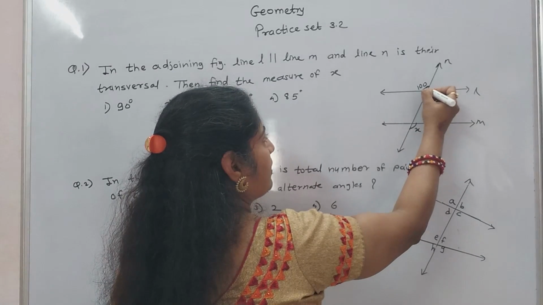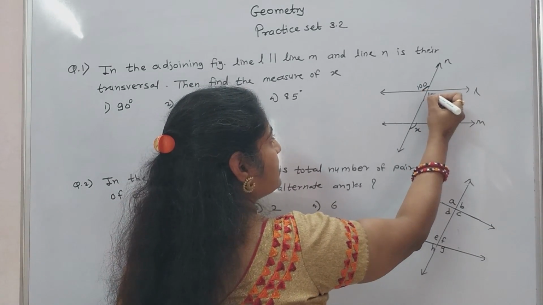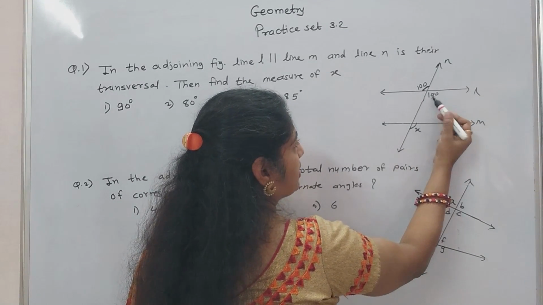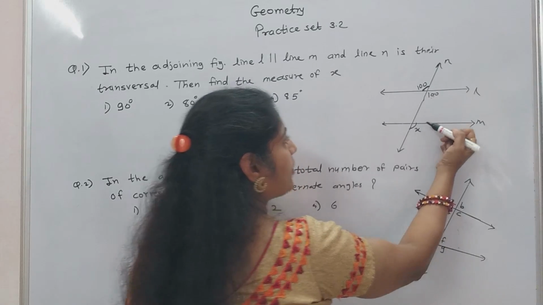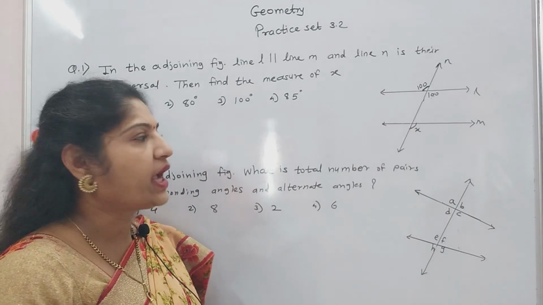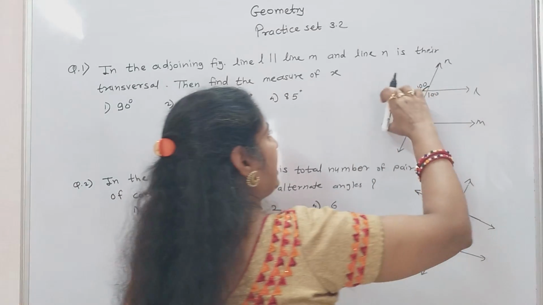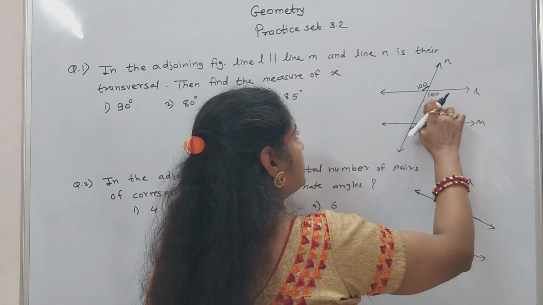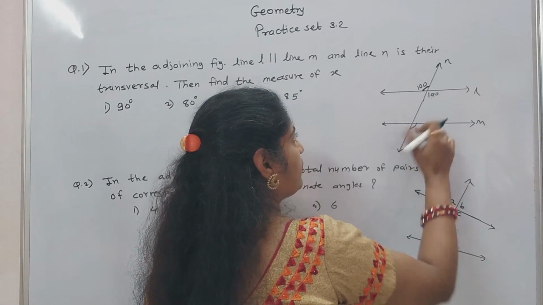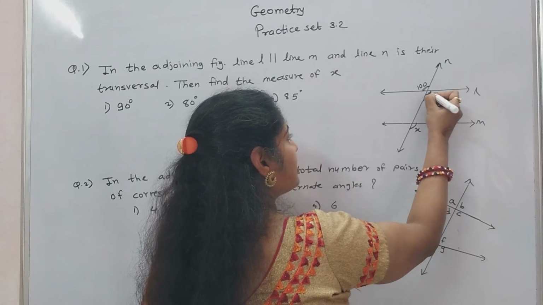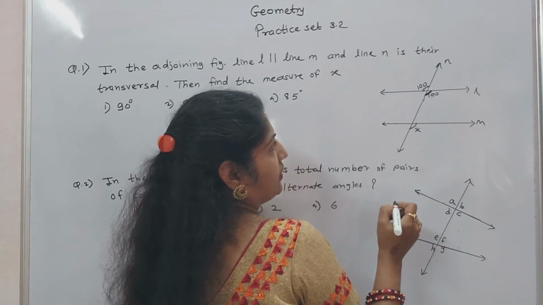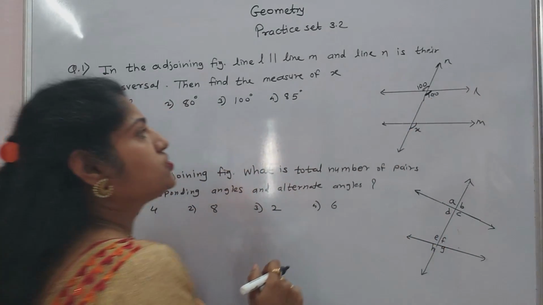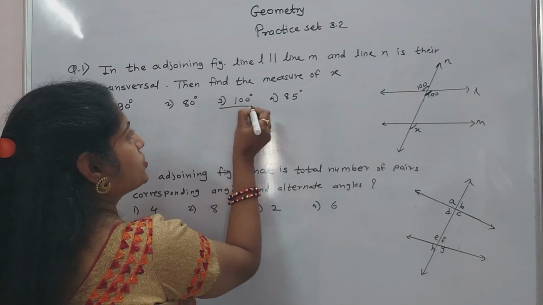So this is 100, the opposite angle of 100 is 100, and this angle and this angle are the corresponding angles, and the corresponding angles are congruent. L and M are parallel lines and N is the transversal. So pairs of corresponding angles are congruent. First of all, I write 100 and this angle is also 100 because of vertical angles. This 100 and this x are the corresponding angles. So our answer is 100, option number 3.